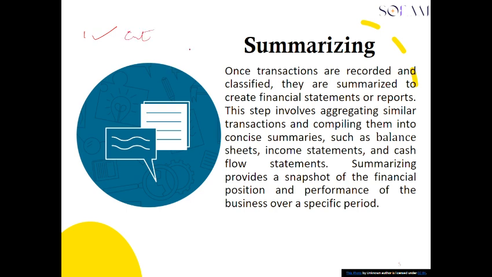Then you go ahead to make your summary out of the transactions that have been recorded and categorized. Now this involves aggregating similar transactions and compiling them into a concise summary, such as the balance sheet, income statement, and also the cash flow statement. In fact, what actually happens is that we summarize it into what we call the trial balance. And the trial balance is what is used to prepare the financial statements.